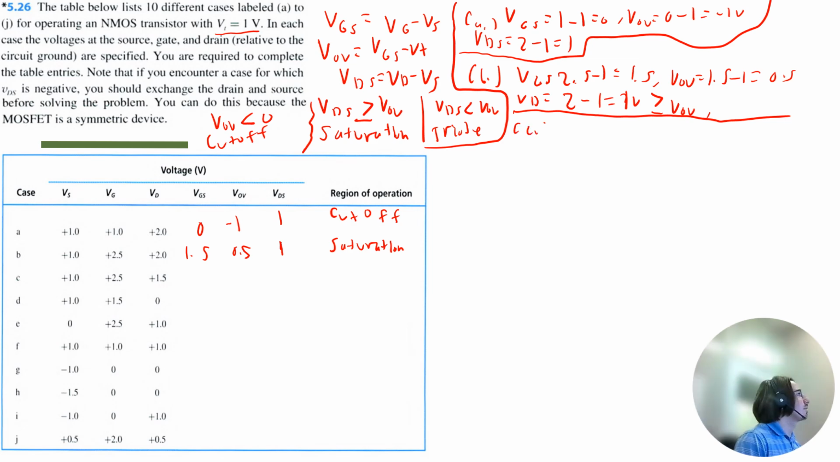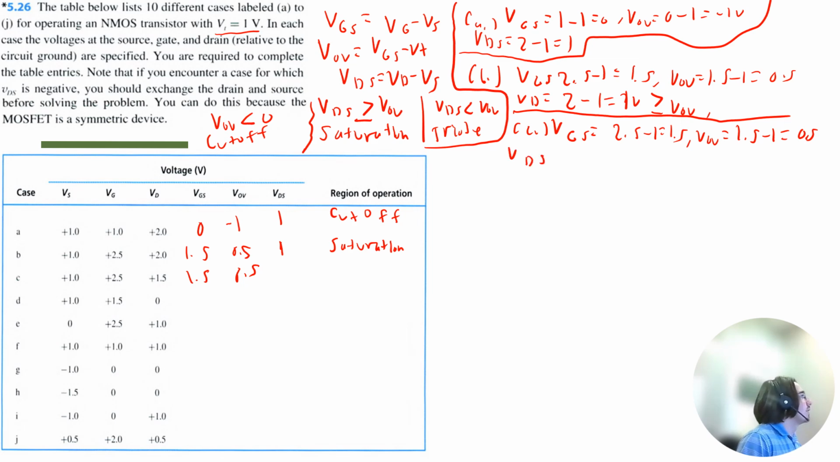Okay, let's do case C. So VGS is equal to 2.5 minus 1 again, 1.5. The overdrive is equal to 1.5 minus 1 to get 0.5 again. And VDS is equal to 1.5 minus 1 to get 0.5. So we get that VDS is equal to V overdrive, so we're in saturation.